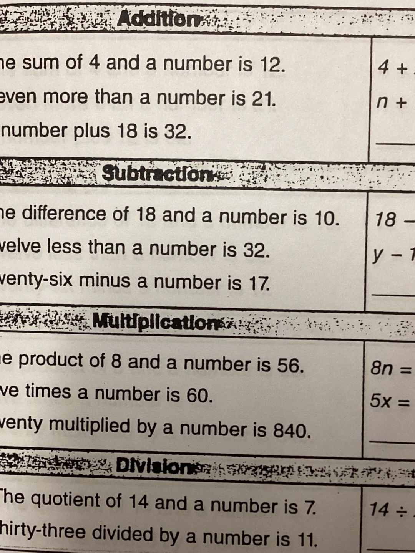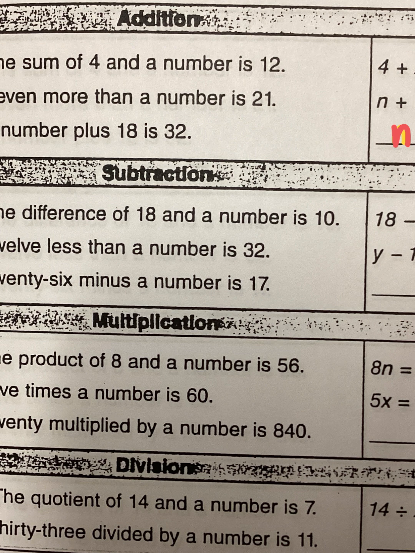Now this is giving you an equation because it's telling you 4 plus a number is 12. 7 more than a number is 21. So n plus 7 or 7 plus n equals 21. A number plus 18 is 32. What does that look like? A number plus 18 is 32. So it would be n plus 18 equals 32 is what that would look like.